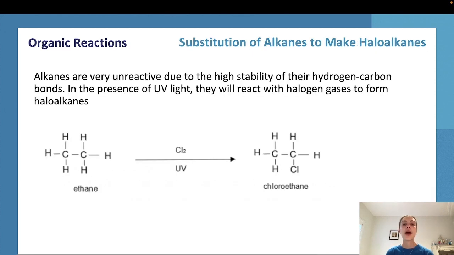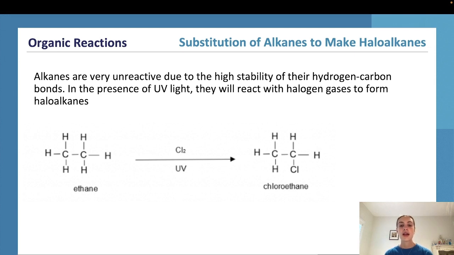So now going on to our organic reactions which we need to know. The first one which we're going to look at is a substitution reaction, and so it's a substitution of alkanes in order to make haloalkanes. Alkanes are very unreactive molecules, and this is because they have high stability in their hydrogen to carbon bonds, so in their hydrocarbon chain. We've seen that before in that an alkane is fully single bonded. And so this means that they're very unreactive.